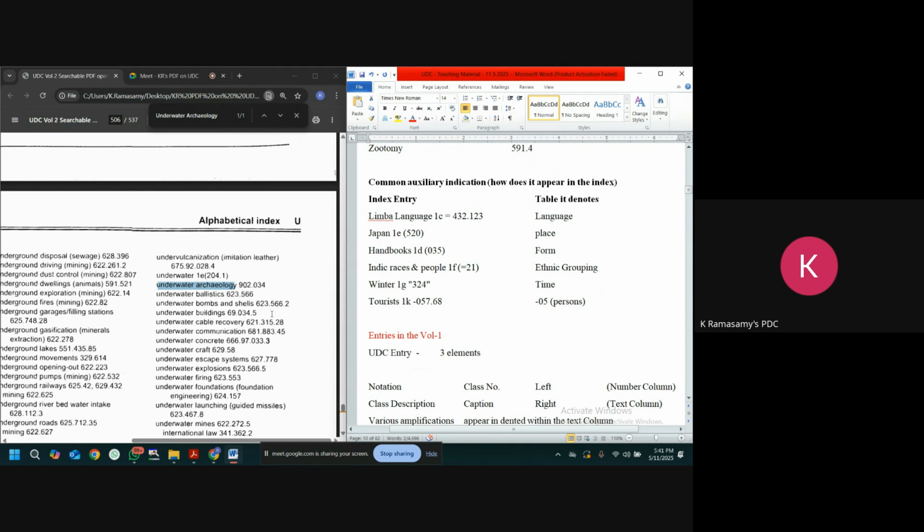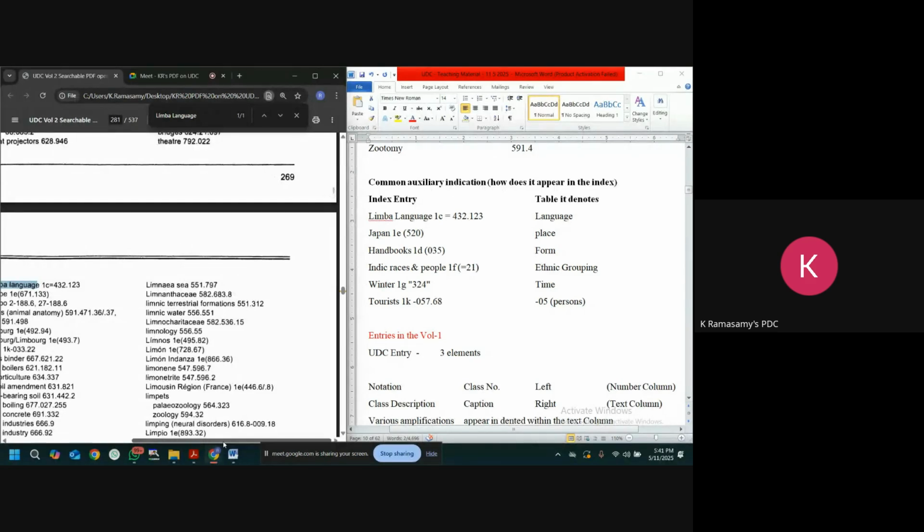Sir, you can ask the question. Sir, in the index, do we get numbers only for main tables? What about the auxiliary tables? If you want a number for a term which is used in any table, common auxiliaries, can I get that number also from the alphabetical index? That is also possible. For example, I want to get the number for Limba language. It's a language. I want to see what is the number for this Limba language. Let me try in the index. I have typed Limba language. So it takes you there.